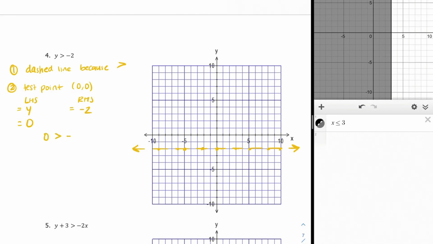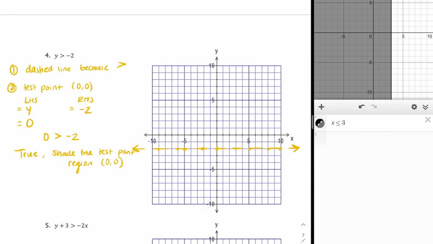Our inequality suggests that our left-hand side, our 0, should be greater than our -2, which is our right-hand side. And that is in fact true, right? -2 is smaller or more negative than our 0, so this is a true statement. So we are going to shade the test point region.